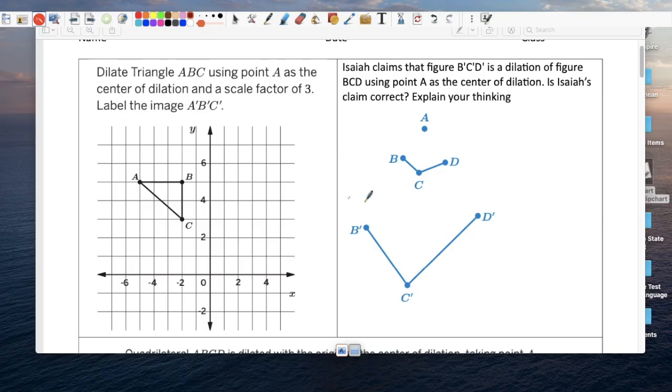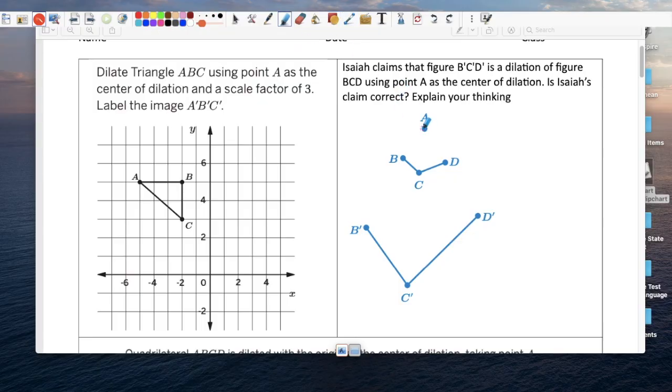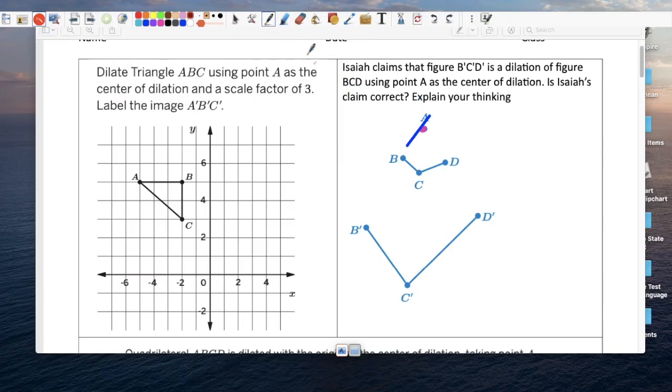Isaiah claims that figure BCD, this one right here at the bottom, is a dilation of figure B using point A as a center dilation. So here is our dilation, center dilation. So let's do one point at a time. Let's talk about B. So if I were to draw this, so here's point. If you were to walk to B from point A, that's how much you would walk. Right? So let me take that guy here. That's how much you would walk.